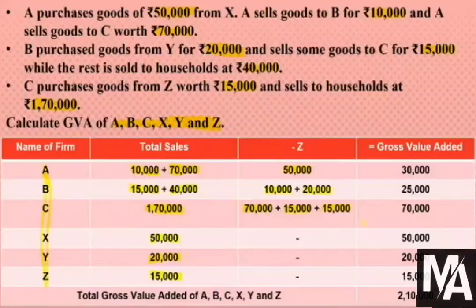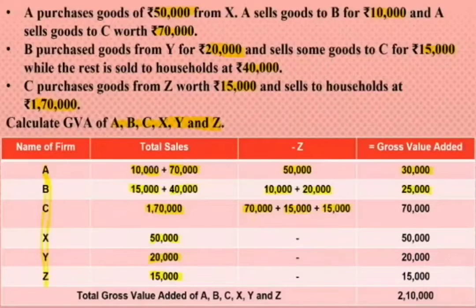So all we have to do is the simple mathematics. 10 plus 70, that is 80, minus 50,000 is equal to 30,000. This is the GVA of A. 15 plus 40, that is 55,000, minus 30,000, that is 25,000. This is the GVA of B. 1,70,000, and here we have 1 lakh, that is 70 plus 15 plus 15 is 1 lakh. So you have 70,000 as the GVA of C.